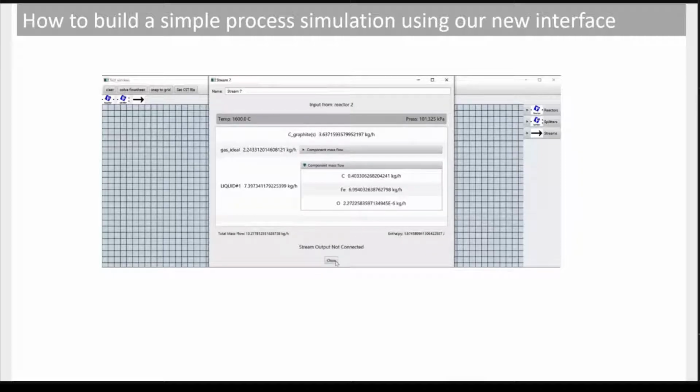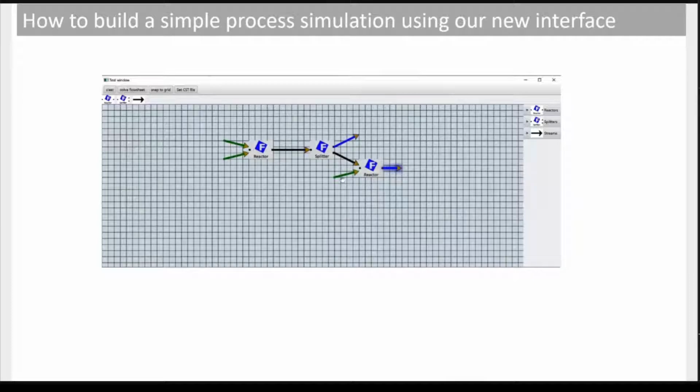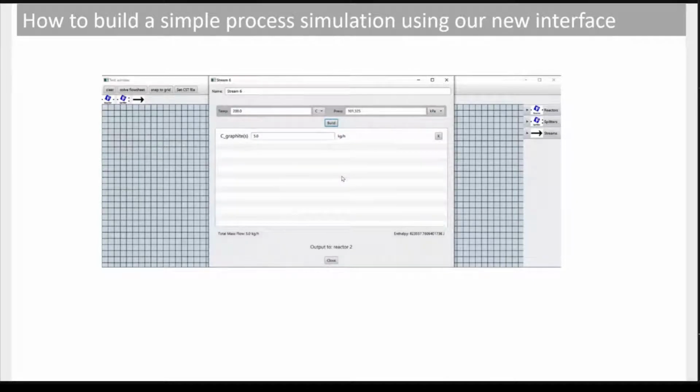So you can close this, go back to the input stream where we added this graphite, and instead of 5 kilograms, you're going to use 1 kilogram of graphite.